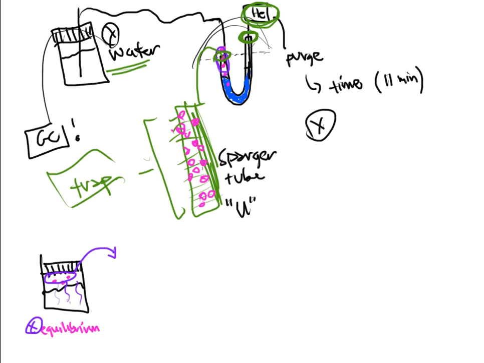So in the next video, we're going to talk about what happens in the next process. What happens now that they are trapped? How do they eventually get to the GC instrument? So stay tuned, come back.